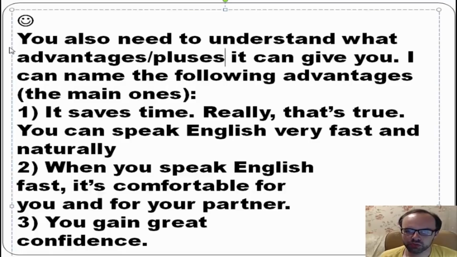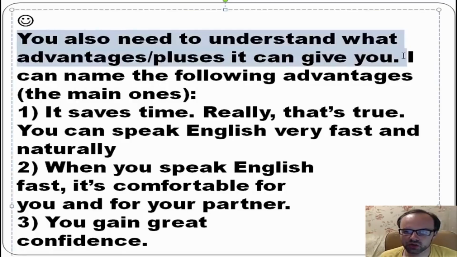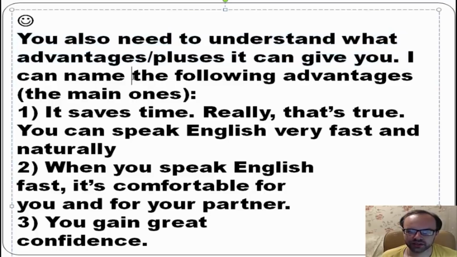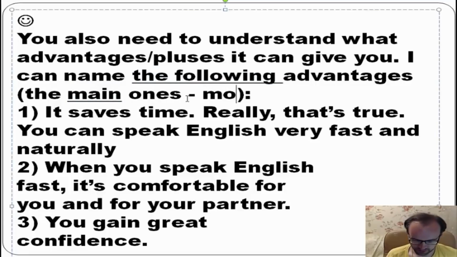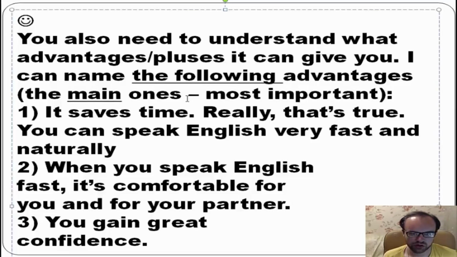Why is it so important? Why is it so important to think in English? I can name the following advantages, or I can name these advantages. The following means these advantages, the main ones. So what is the main? It means most important, very important or most important, which you really need to know.